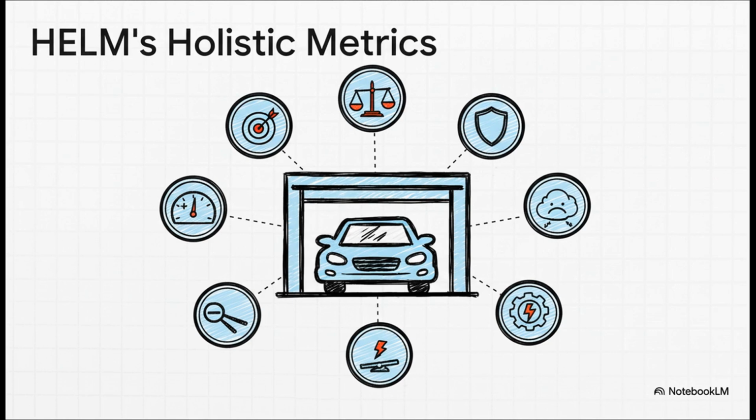And here's what makes HELM so interesting, what it actually means by holistic. Think about testing a car. You wouldn't just care about its top speed, would you? Of course not. HELM does the same thing for AI. Accuracy, that's the top speed. But it also looks at fairness and bias. That's like the safety rating. And efficiency, that's your miles per gallon. It's a full 360-degree inspection, not just a quick spin around the track.